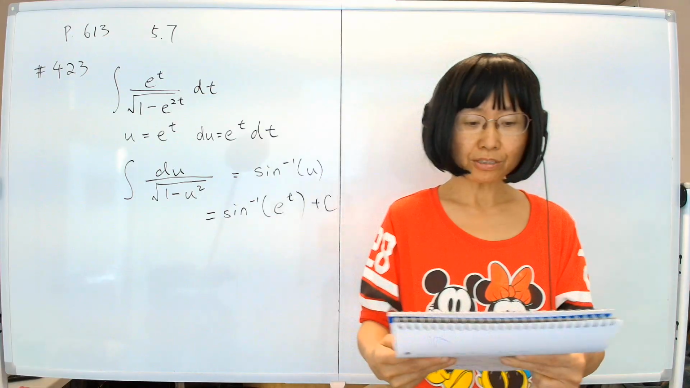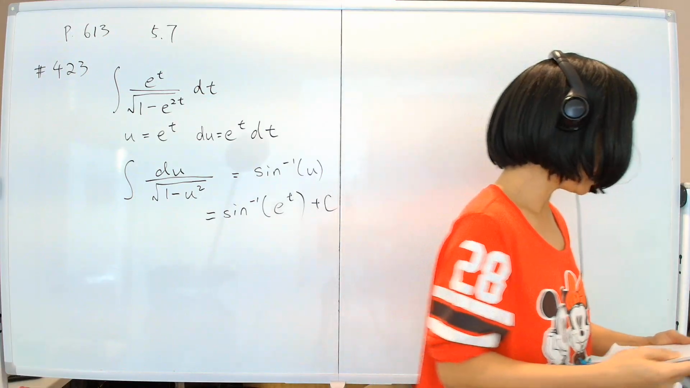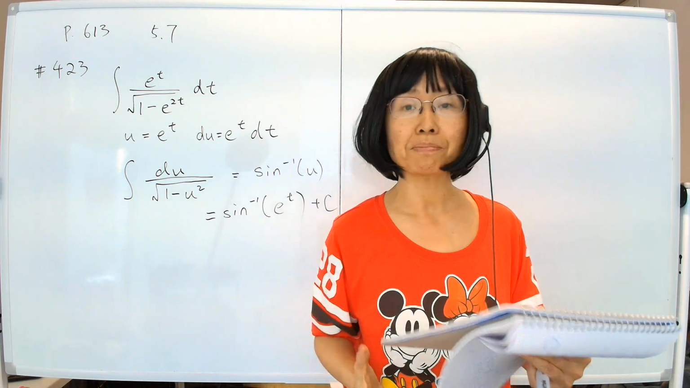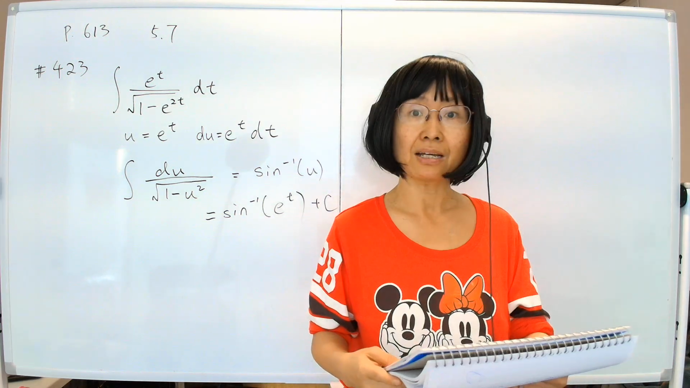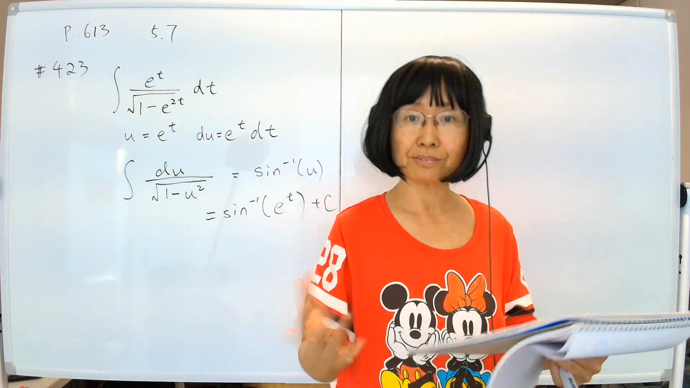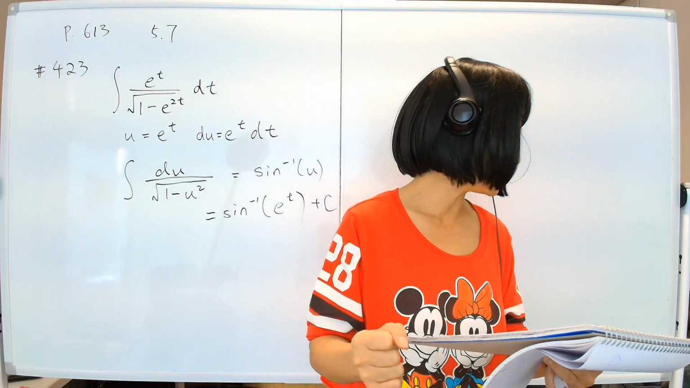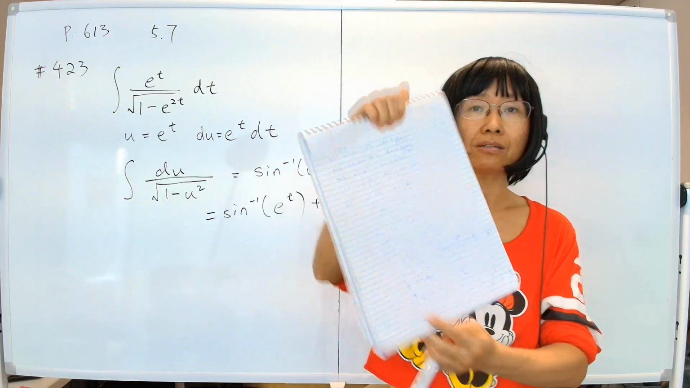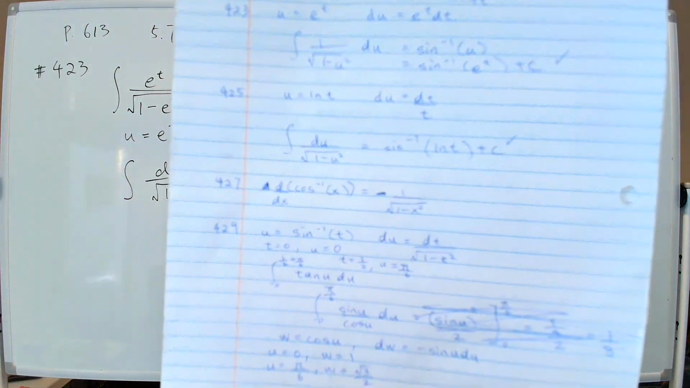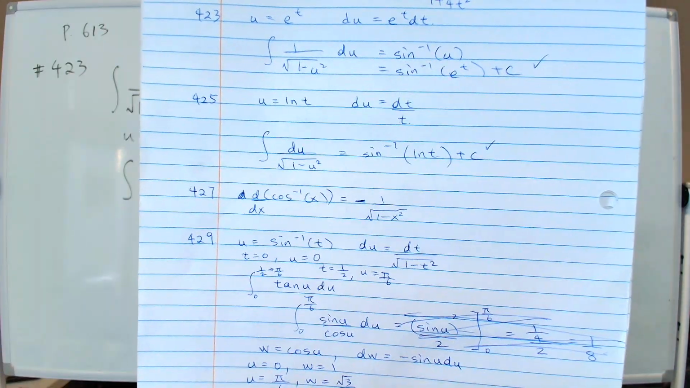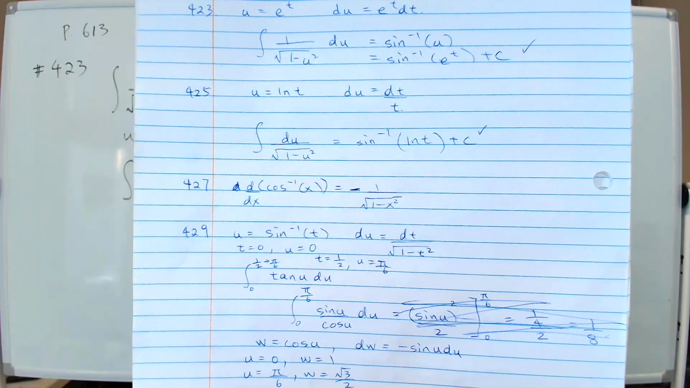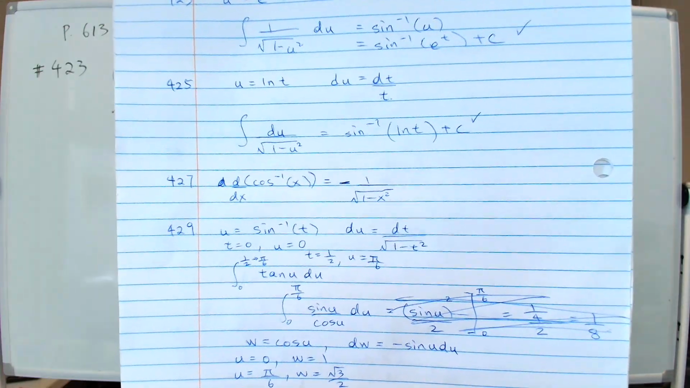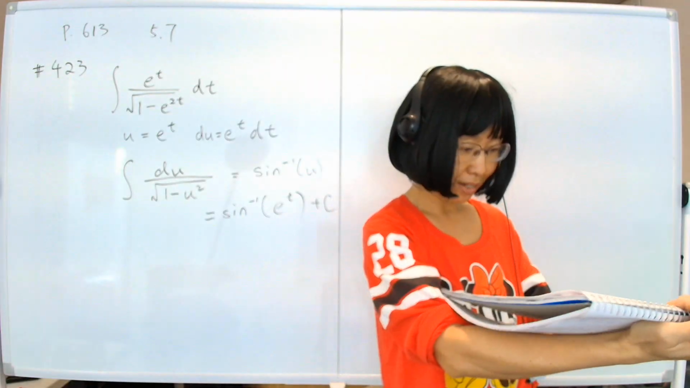Now, problem 425 has a slight complication in that there's an extra t outside, which actually turns out to be a blessing, because when you differentiate the natural log of t, it becomes 1 over t. So if you let u equal the natural log of t, then du becomes dt over t, and everything's taken care of, and the answer pops out in one line. Okay, so that's 425. Next.